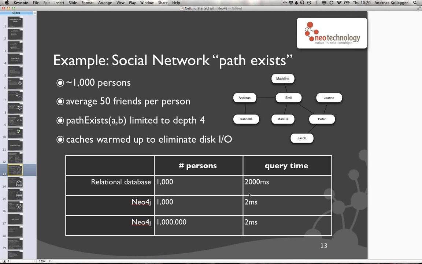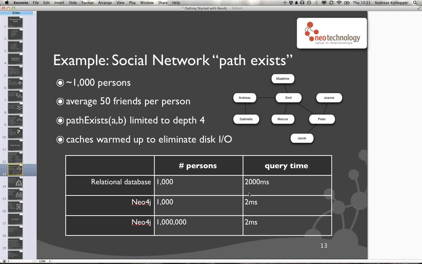Now, when you first look at that, it seems like maybe that's because we're really clever about caching the queries or we've remembered what we've done before. But that's not the case. That's not what's going on here. What's interesting about a graph database and doing graph-like operations is that the graph doesn't care how much extra data you put into it. It doesn't matter if you have 1,000 people or 1,000,000 people.